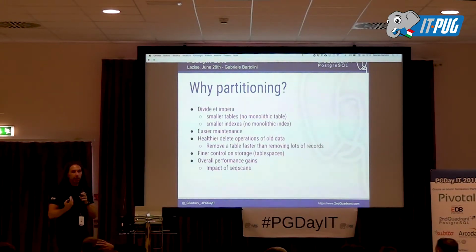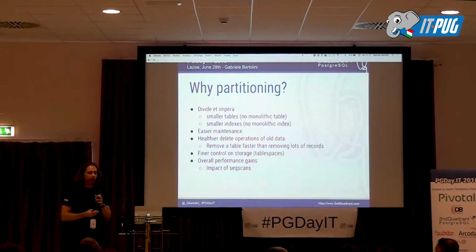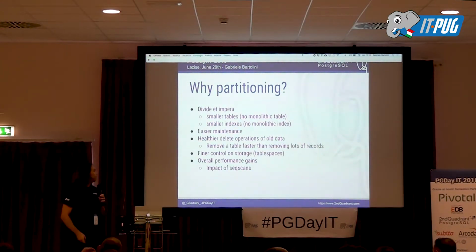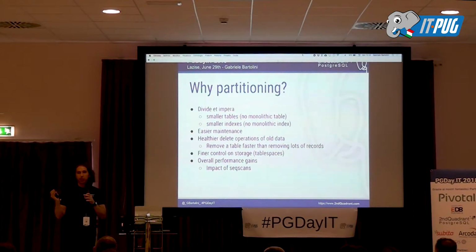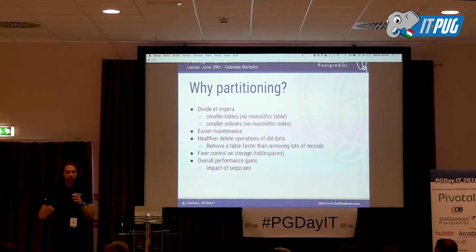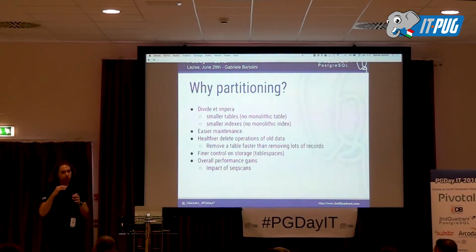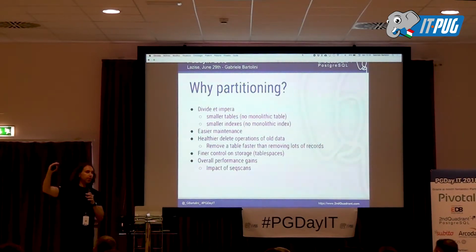Also, delete operations are easier. If I need to remove all data for 2015, before, in a single table, I had to do a delete operation which generates dead tuples in the database which need to be vacuumed. In this case, we simply drop the table containing the 2015 records, for example. Also, we have finer control on storage thanks to table spaces. For example, I could put the current table on a very fast disk, whereas older tables go on cheap disks, because they are, for example, used less frequently.